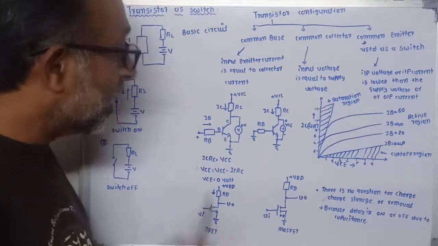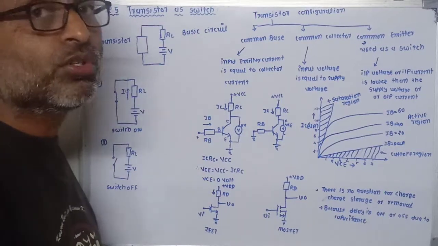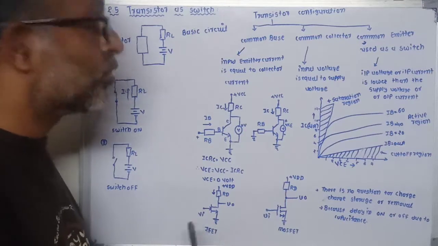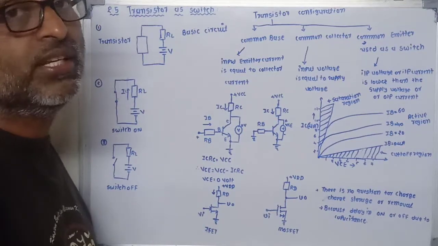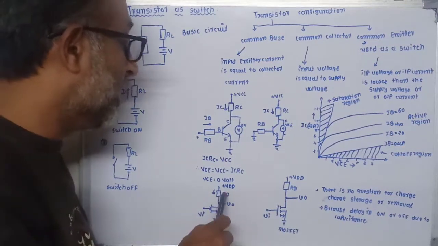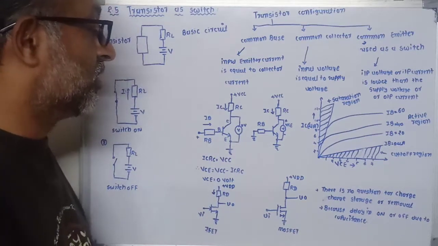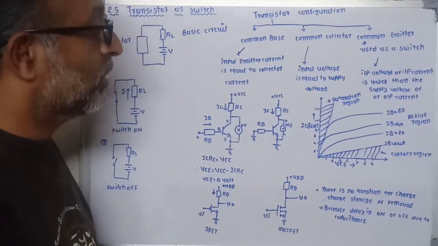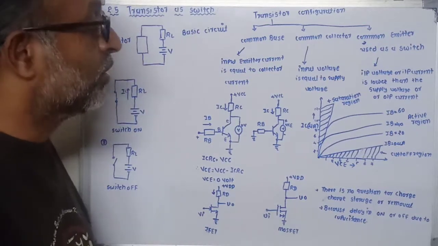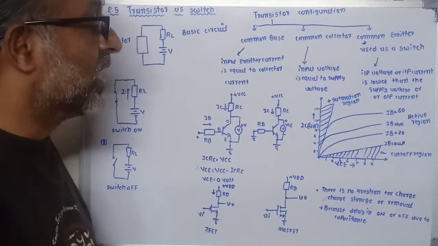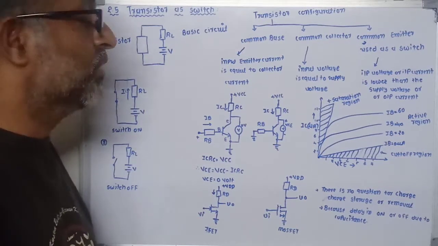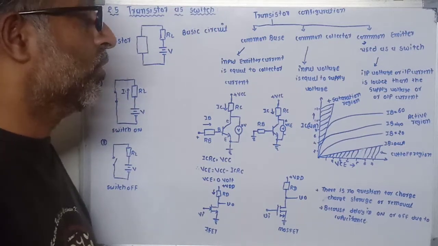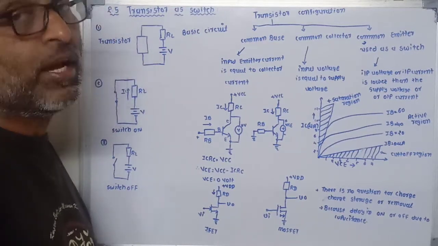Now the JFET and MOSFET are also used as switches, and both are unipolar devices. Common source configuration is used in the JFET, where RD is the drain resistance. The figure is also shown for the MOSFET. Now there is no problem of storing the charge and removal of the charge in both FET cases, but there is a delay in on or off time due to the capacitance.